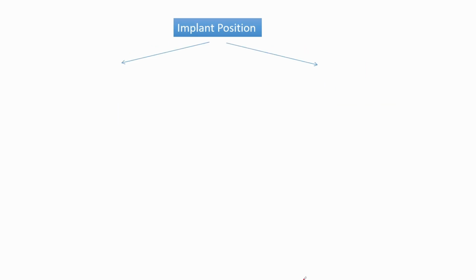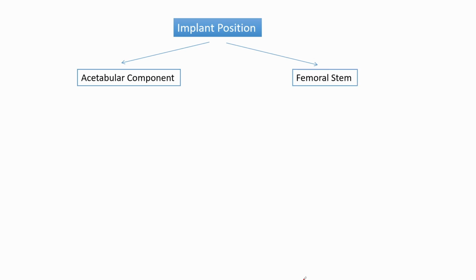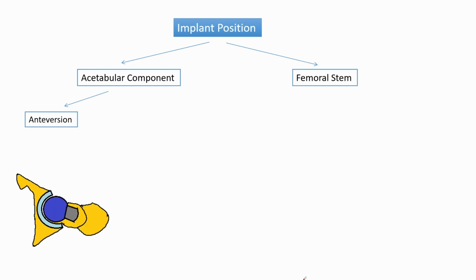Coming to implant position. Here we have position of the acetabular component and that of the femoral stem. In acetabular component, we have anteversion, which is the angle formed by the acetabulum with respect to the sagittal plane. So normally the acetabulum faces forward and this is called anteversion, and this angle is the anteversion angle, and the target anteversion angle is around 10 to 30 degrees.